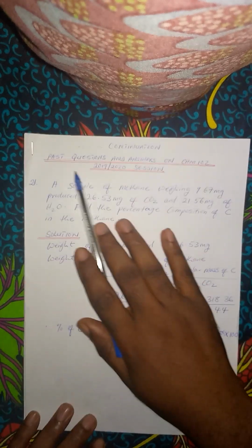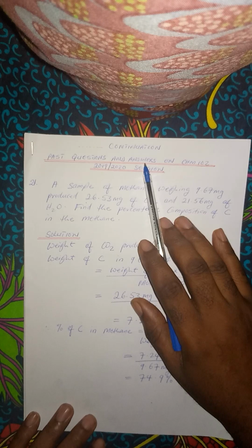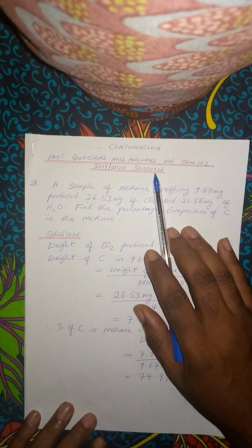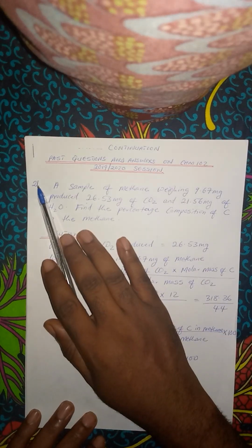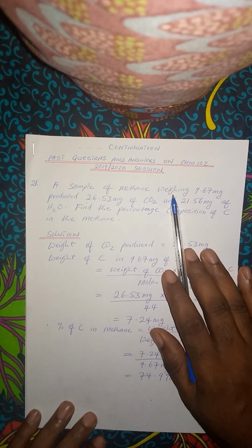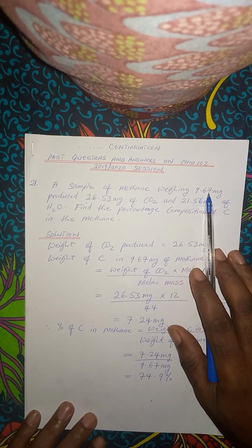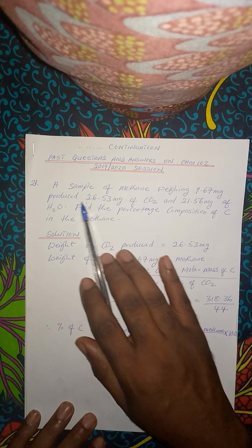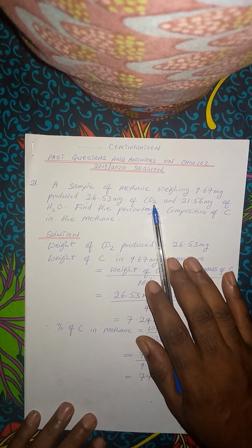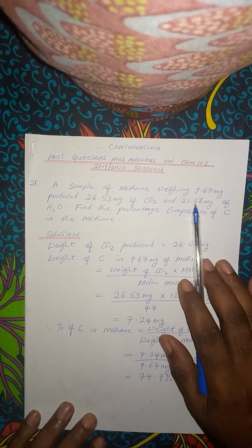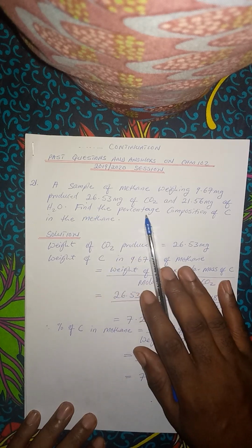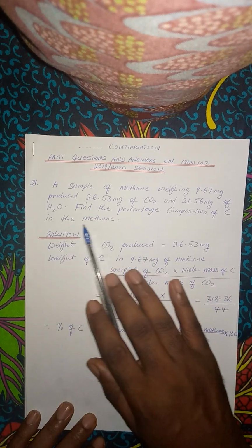Continuation. Past questions and answers on K 102. 2019-2020 session. Question 21. A sample of methane weighing 9.67 milligram produced 26.53 milligram of carbon dioxide and 21.56 milligram of water. Find the percentage composition of carbon in the methane.